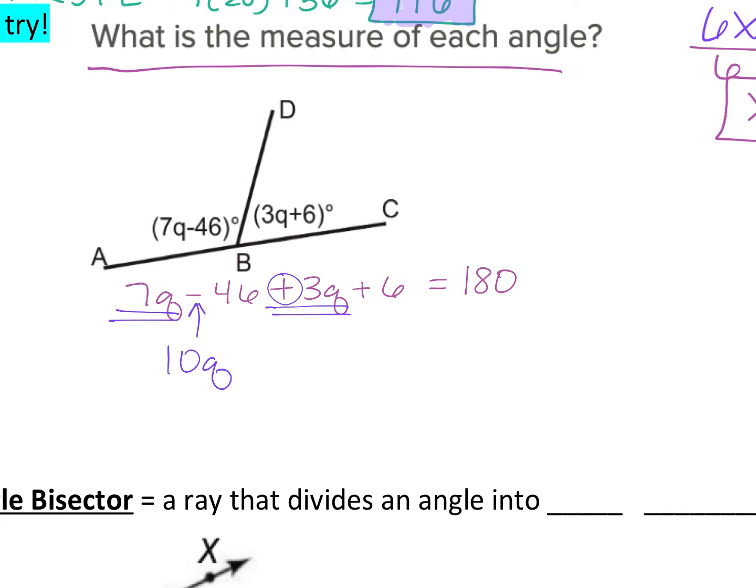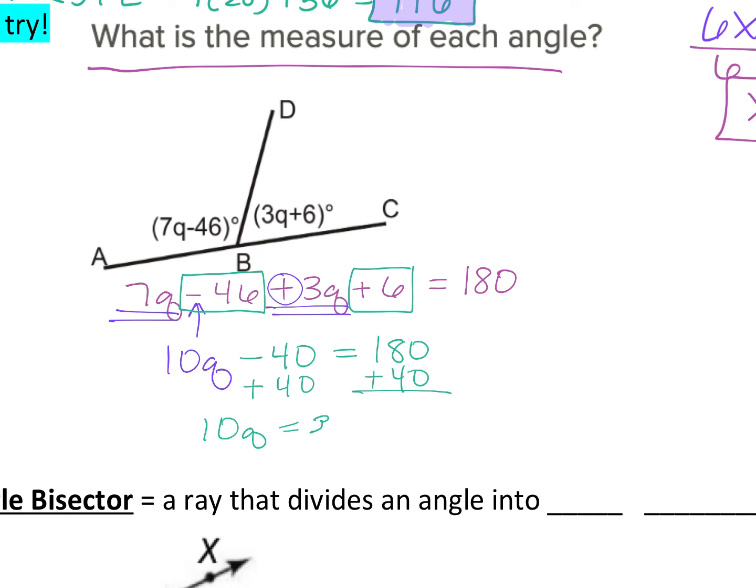Okay, here's where you have to use the other sign. Negative 46 plus 6 is what? Negative 40. So this is going to be minus 40 equals 180. Did you go plus? Plus 40. Minus 40. So now you would go plus 40. So 10Q equals 220, and then divide by 10. So Q is 22.